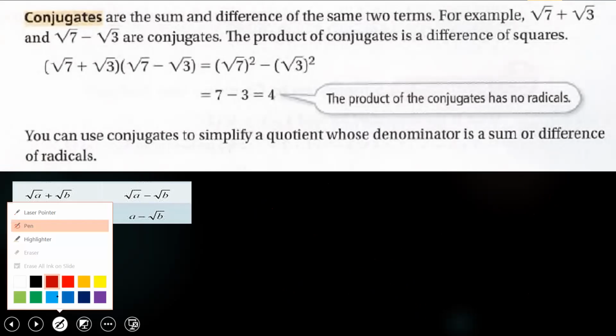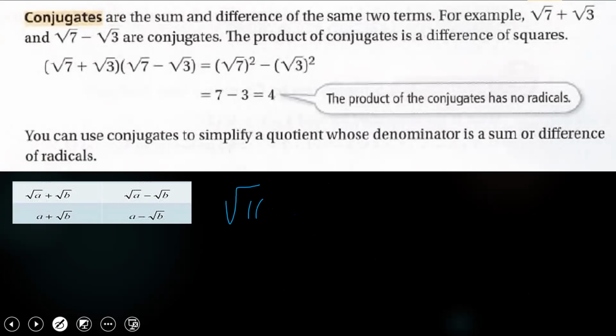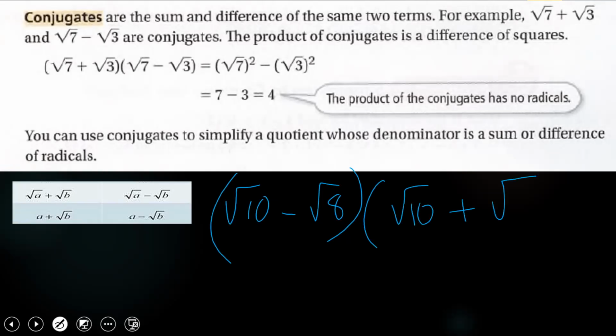Now, if you have the square root of 10 minus the square root of 8, as an example, times the square root of 10 plus the square root of 7, is this a conjugate? No, because there are two different numbers. Exactly. They are not the same. So this is the definition of conjugate.